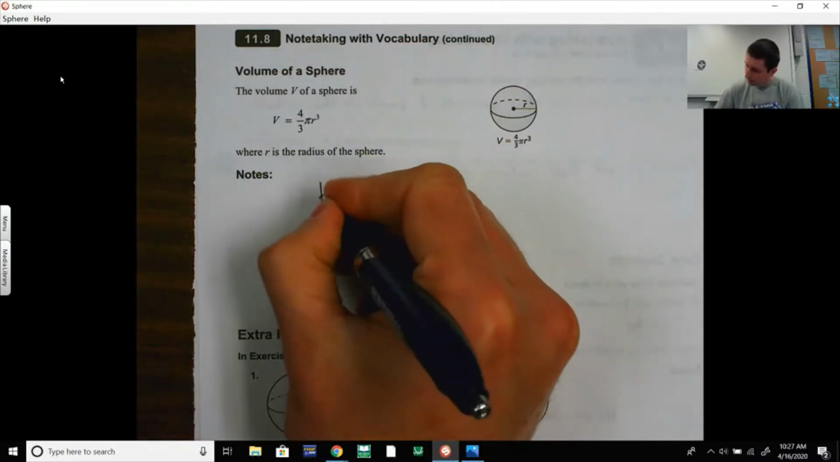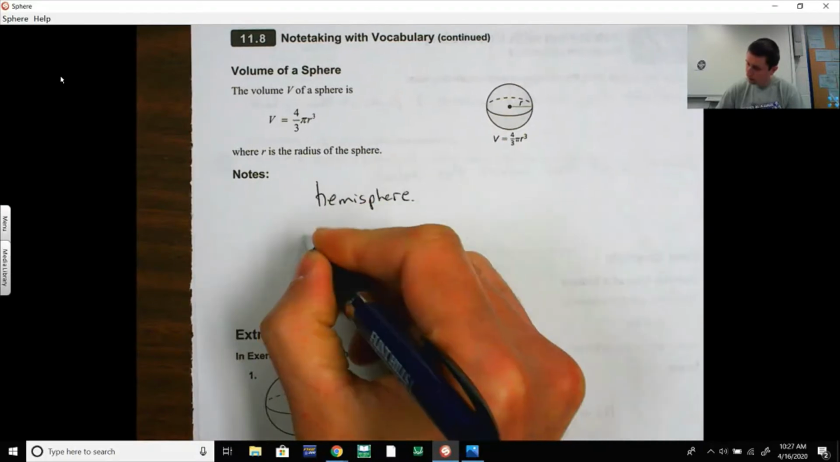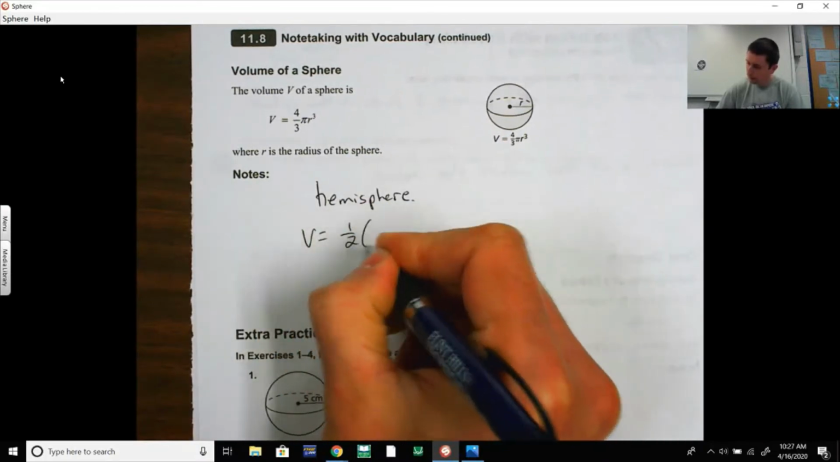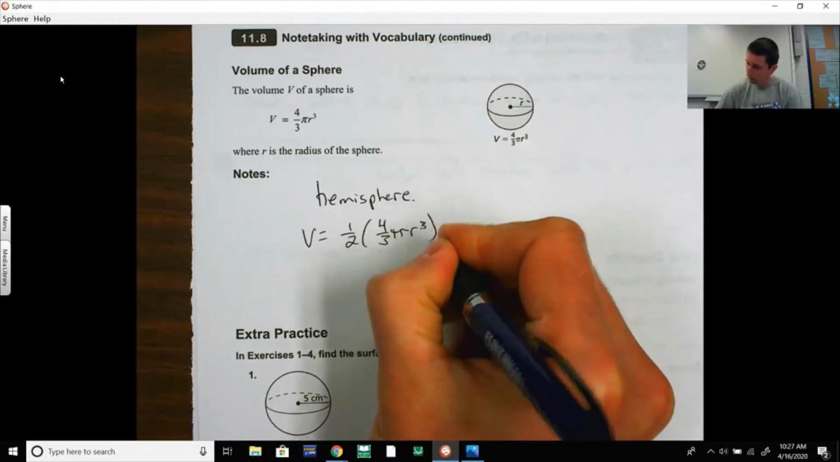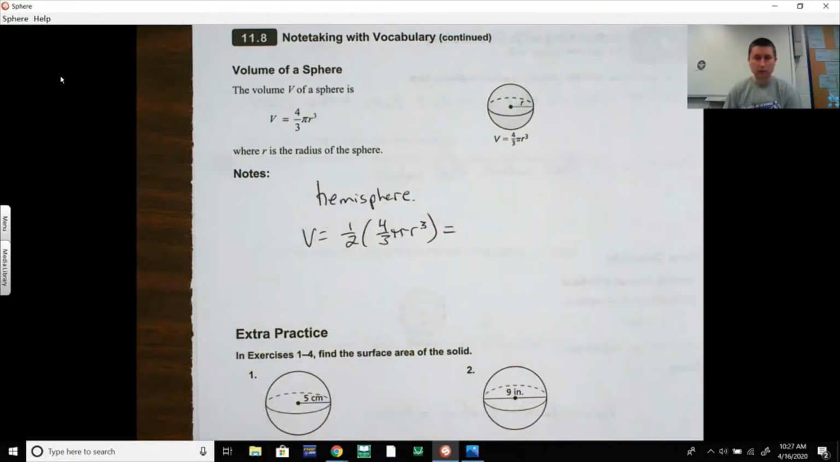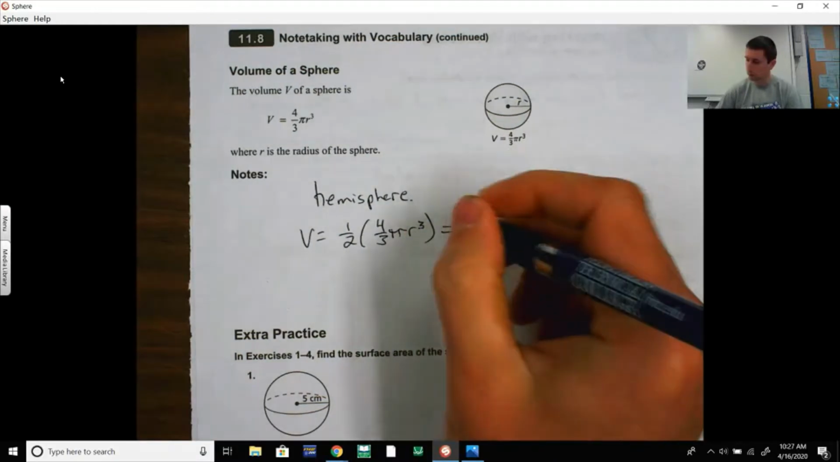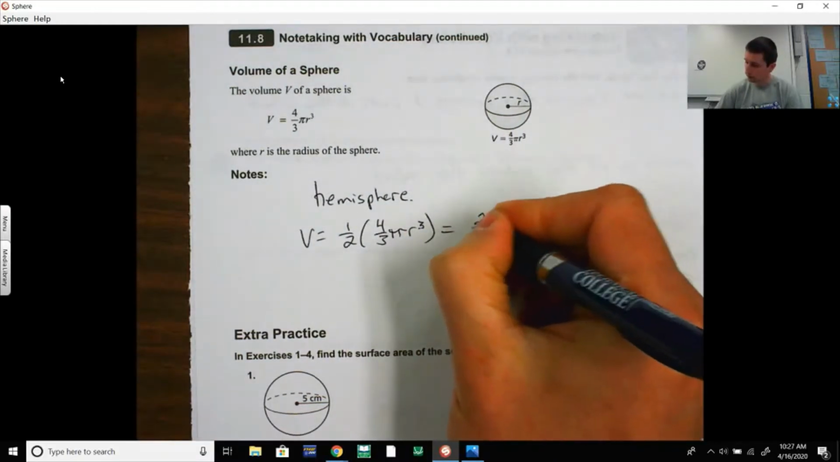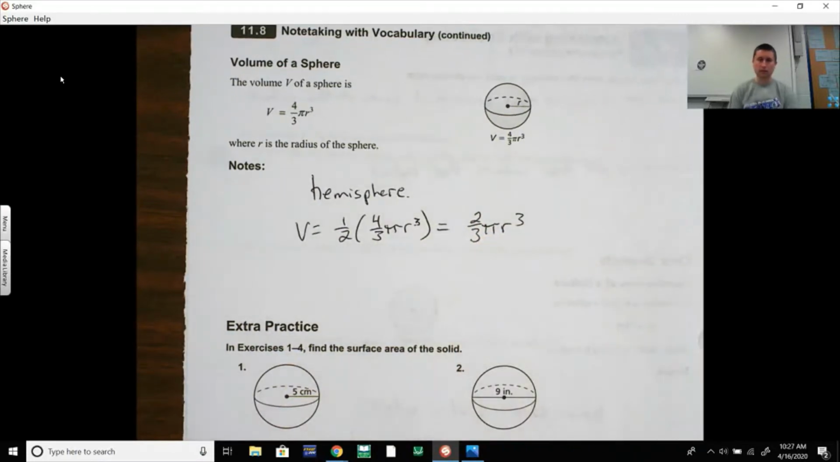So again, if you had a hemisphere, your volume would be 1/2 of the 4/3 pi r cubed. So 1/2 of 4/3 would be 2/3. Instead of 4/3, you have 2/3, half of that. So that'd be 2/3 pi r cubed if you had a hemisphere.